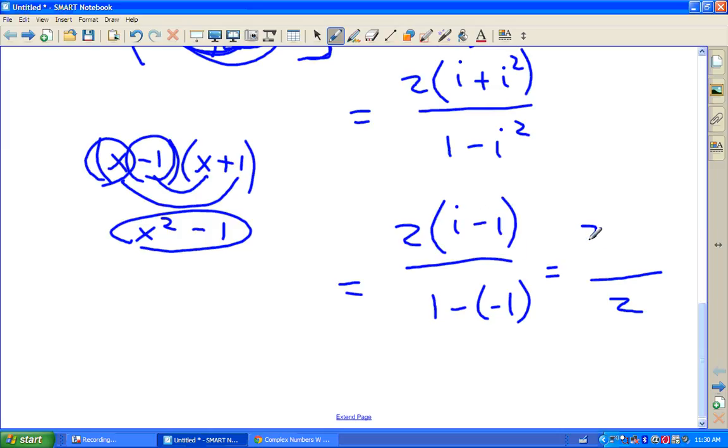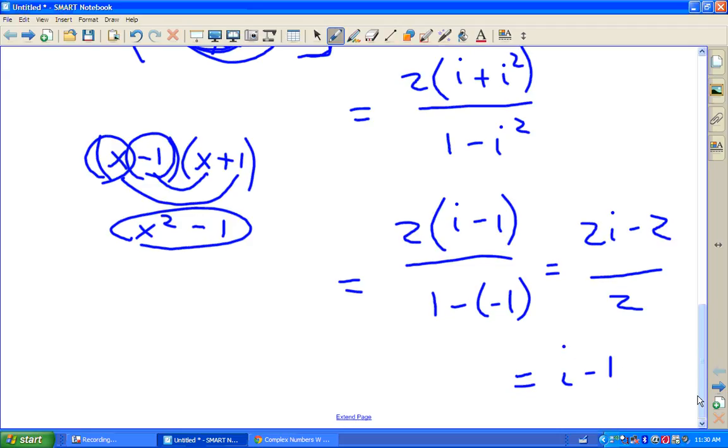So the top is going to be 2i minus 2 when I distribute it, and on the bottom I have 2. So when I simplify that, the 2 cancels into each of those, okay, and I'm going to get i minus 1, or if they want it really in standard form, you should write the imaginary number first. Minus 1 plus i is what I'm finally going to get for my final answer.